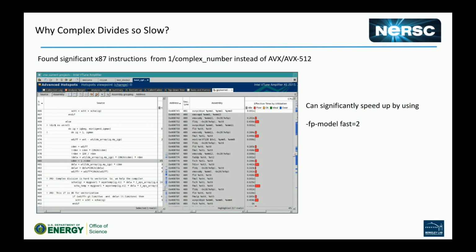Okay, and then there were some other things that we were able to discover, like the complex divides were generating non-vectorized instructions.